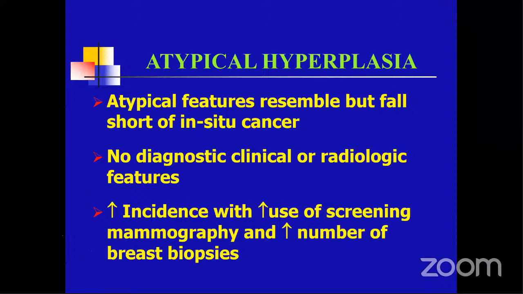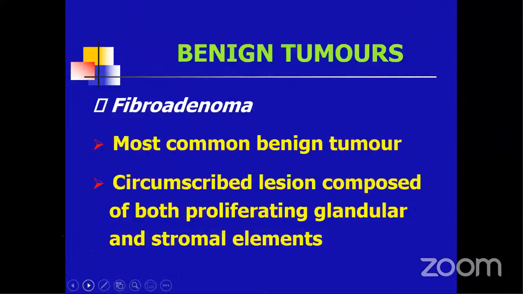Okay, so atypical hyperplasia would have atypical features that resemble but fall short of in situ cancer. So no diagnostic, clinical, or radiologic features. So incidence with the increased use of screening mammography and increased number of breast biopsies. Okay? Okay, so those are your proliferative changes.